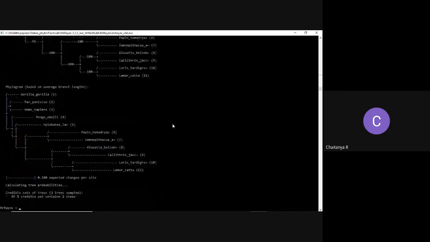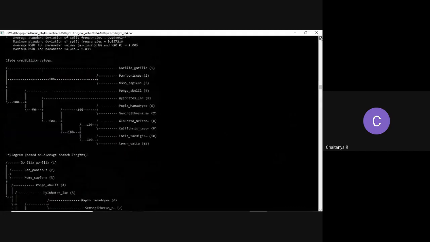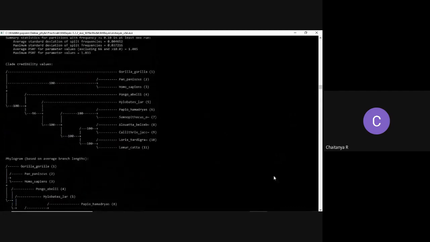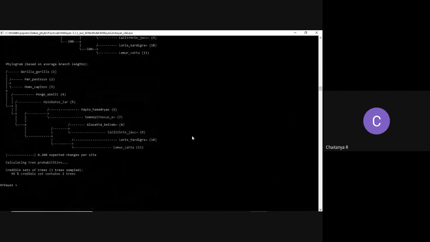and MrBayes throws out the consensus tree from the sampling with the highest posterior probability, right? You can see the tree right here, and it also generates this tree and saves it in the same folder as your .nex file or your MrBayes file.